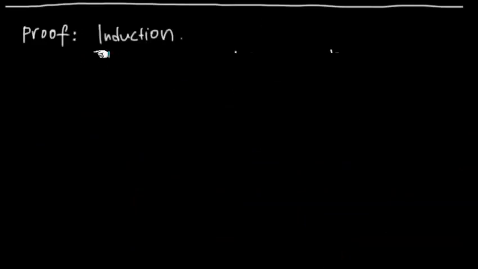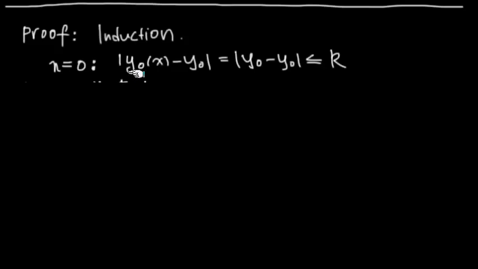So we will use mathematical induction. First, we prove the statement for the very first case, n equals 0, and then explain that if we have the statement for n, we can deduce that the statement for n plus 1 is also true. So we start with n equals 0. The statement is that the constant function minus this constant y0 is less than or equal to r, which is obviously true. This is 0. So this part is true.